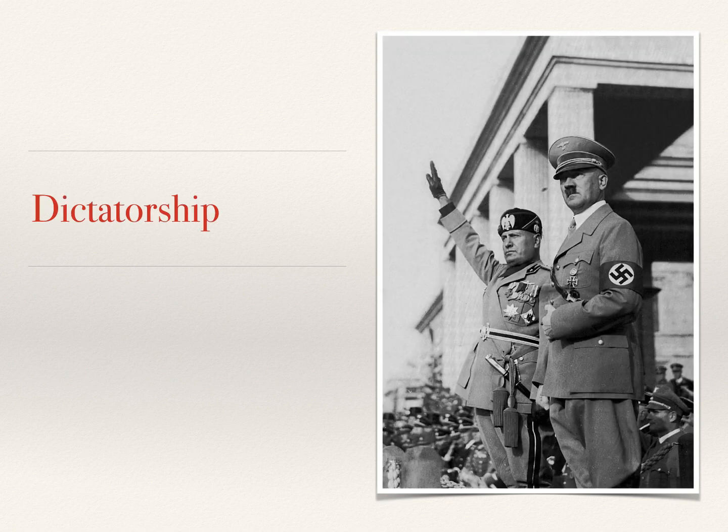Another type of government where power is held by one person is a dictatorship. The description of a dictatorship would be a government where power is held by a single ruler who takes over and rules through force. A good historical example of that would be Adolf Hitler.